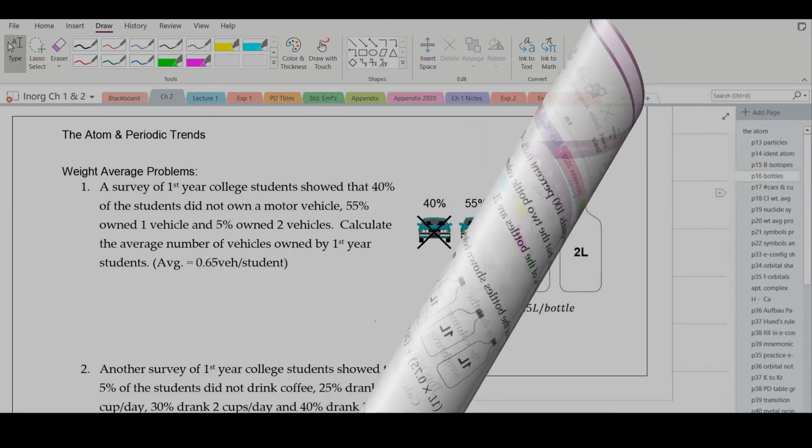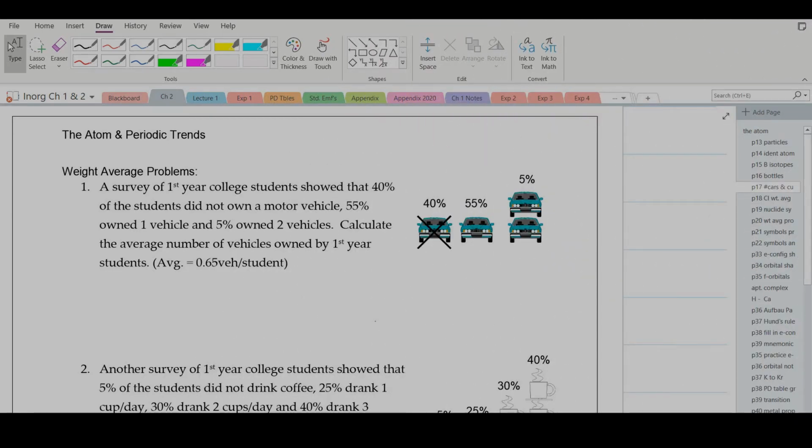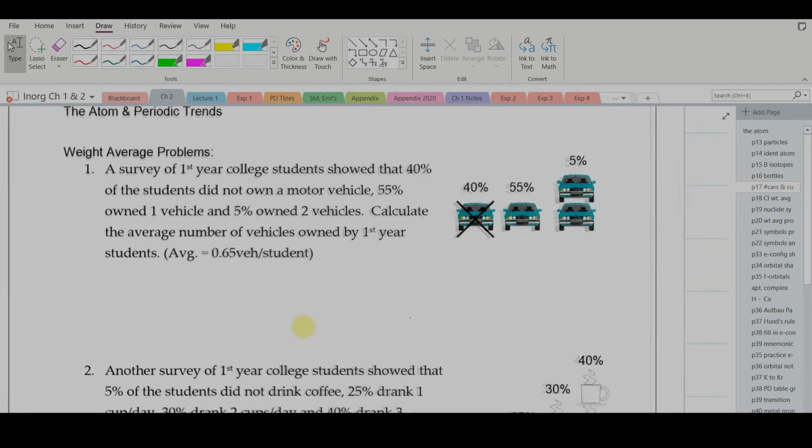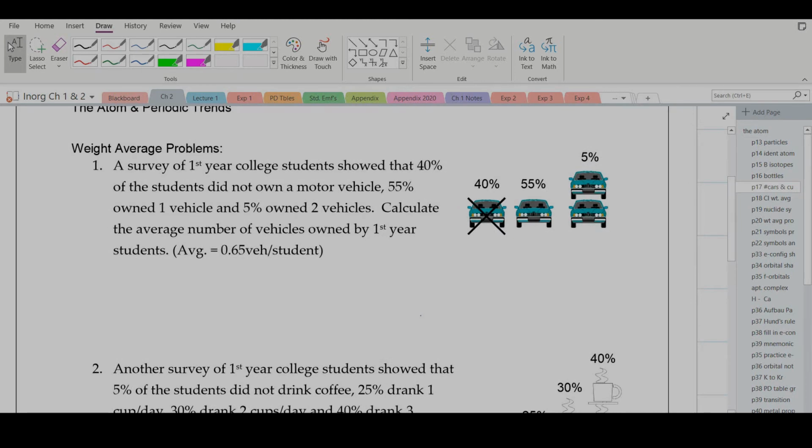Page 17, please. Let's do some weighted average calculations on everyday examples that will be, I think, very reasonable to understand and help us with the chemistry examples that follow.